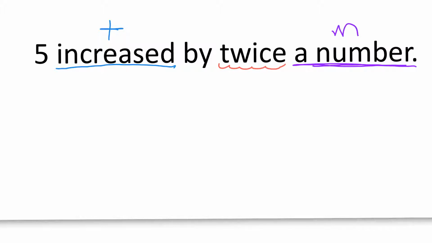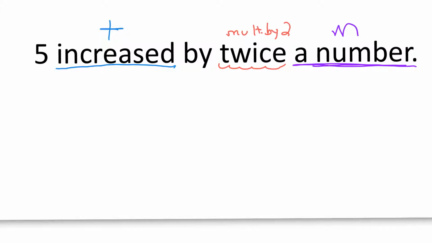So twice means you are going to multiply by 2. So I'm just going to put 2 here, multiply by 2. That's the twice word, multiply by 2. So let's put everything together.